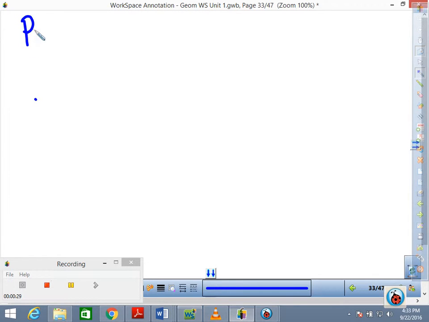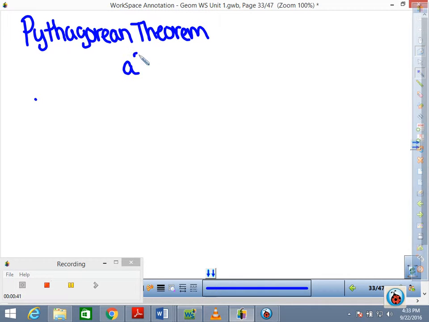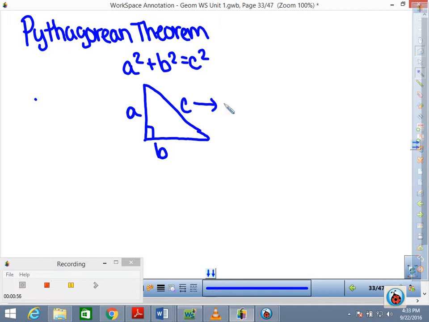So we are going to review Pythagorean Theorem today, and then you're going to have an assignment over it to work on. If you remember Pythagorean Theorem, the formula is a squared plus b squared equals c squared, where a and b are going to be the legs of a right triangle, and c is always going to be the hypotenuse. Just remember that c is always the longest side, and it's also always directly across from the right angle.